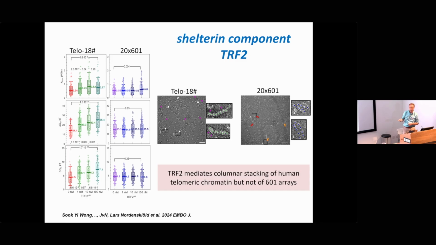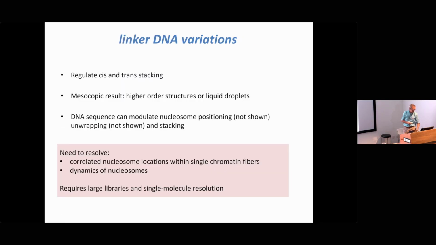If you do the same thing for 601 arrays with the same density of nucleosomes, nothing changes. Right? So this suggests that there's really a biological relevance to this higher order structure of chromatin that we suggest that you find in telomeres. So it's all about linker DNA variations, and they regulate cis and trans stacking.